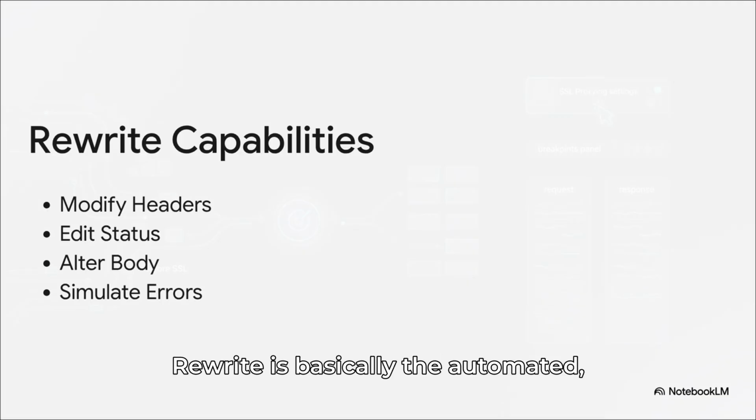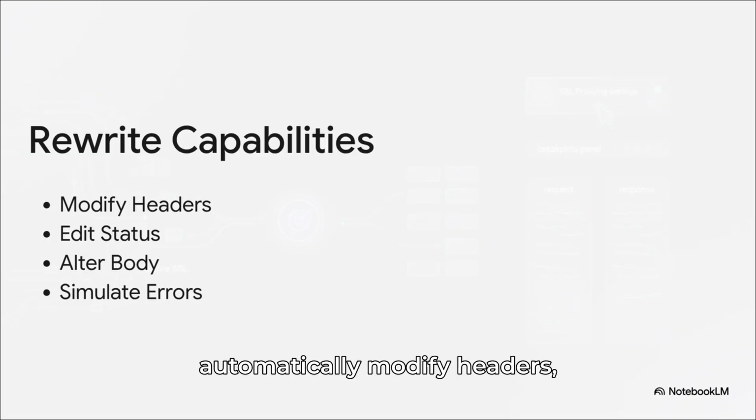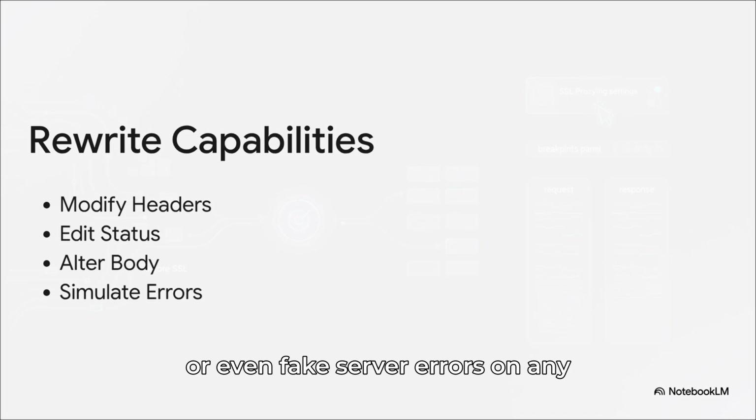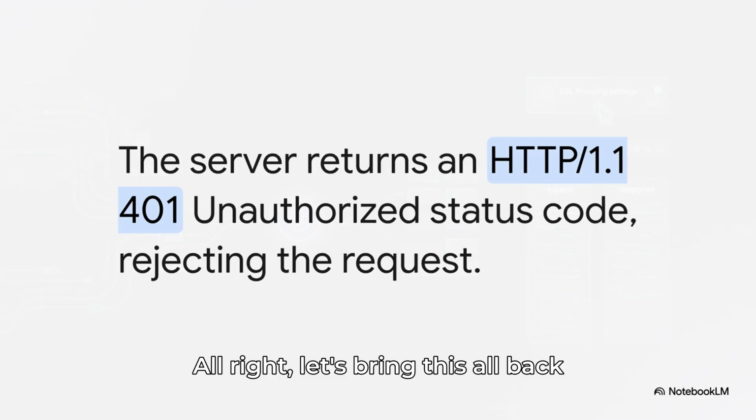Rewrite is basically the automated, hands-off version of breakpoints. You just set up rules to automatically modify headers, swap out status codes, alter response bodies, or even fake server errors on any live traffic that matches your filters. It is an incredibly powerful way to test how an app handles weird edge cases, all without touching a single line of backend code. All right, let's bring this all back to that mystery login failed ticket from the beginning.